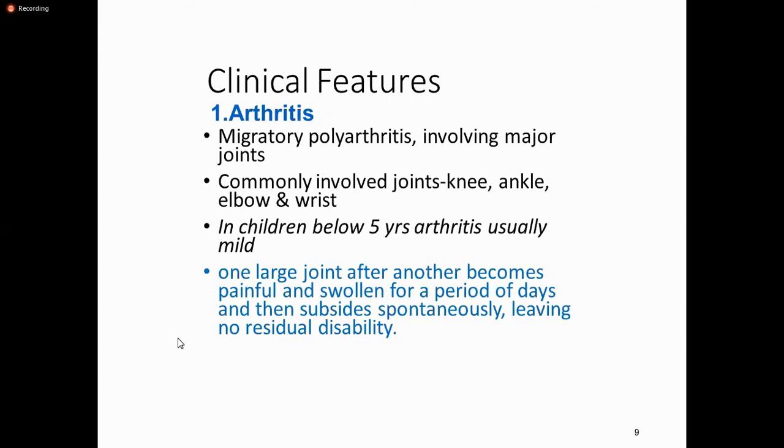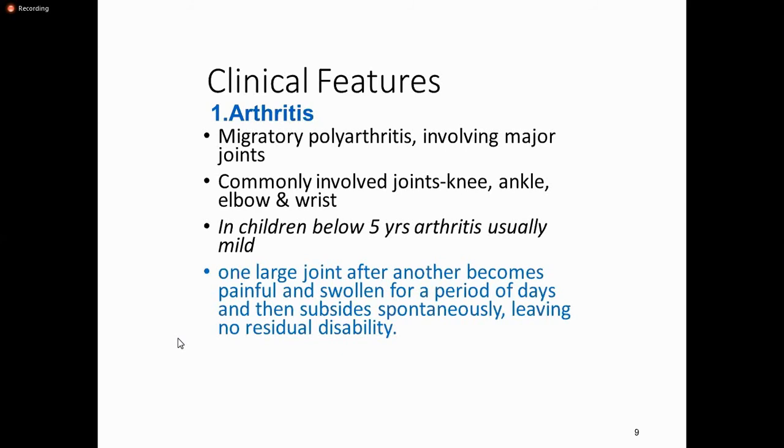The patient may have a complaint of migratory polyarthritis involving the major joints, commonly the knee, ankle, elbow, and wrist. In children below 5 years, arthritis is usually mild. One large joint after another becomes painful and swollen for a period of days and then subsides spontaneously, leaving no residual disability. This is the diagnostic criterion of post-streptococcal arthritis.